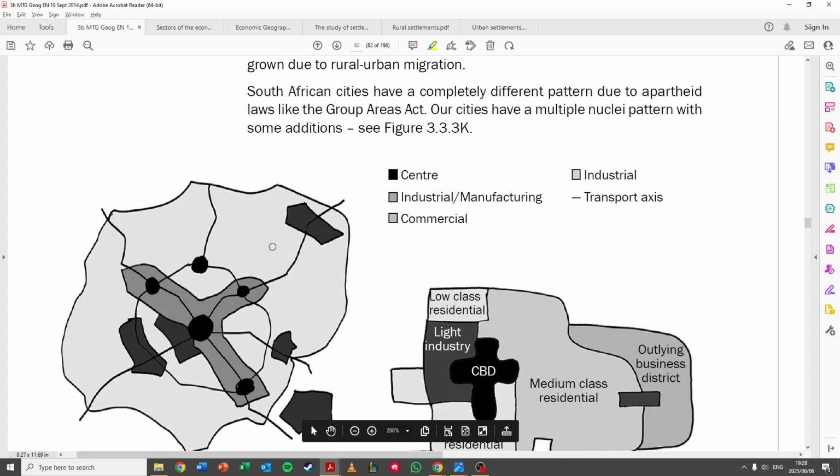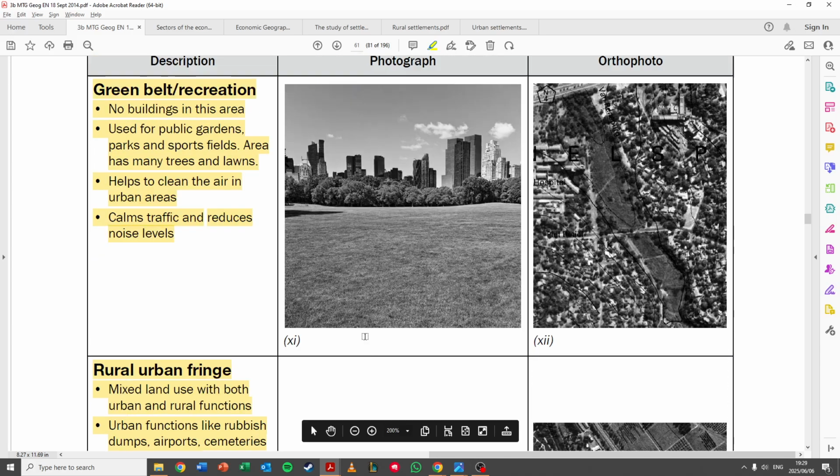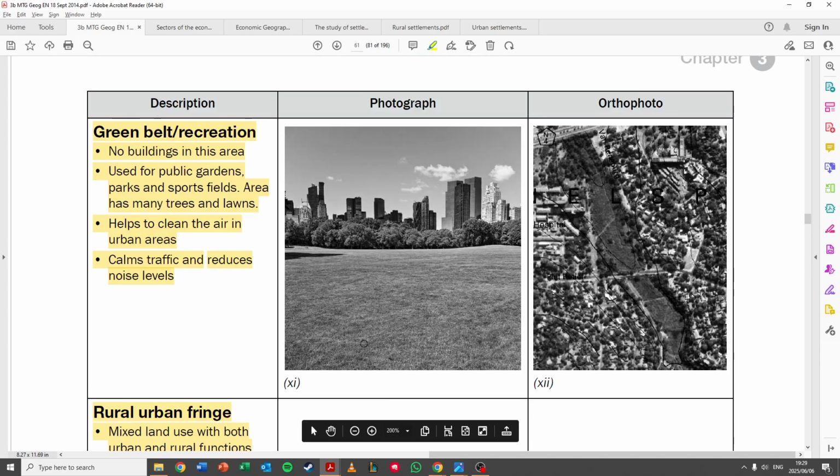Okay, then the last two, I remember there was two. Okay, the green belt or the recreational areas. So most times there's no buildings in these areas. Sometimes they would maybe construct a large building that they use for a particular purpose, but a lot of the times this is just green areas with no buildings.